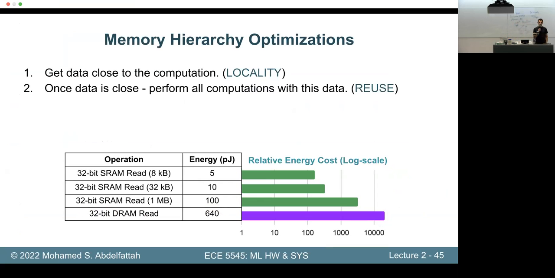So the first thing we can do is to try to get data as close as possible to computation. Basically, the farther the data is, the bigger the RAM it will live in, and that means I need to pay for moving it more, right? So that's called locality. The second thing we can do is reuse. And we briefly touched upon reuse when we talked about convolutions. But basically, once data is close to you, close to your multiplier or where you'll do the computation, make sure to reuse it as much as possible. So these are the two techniques here.